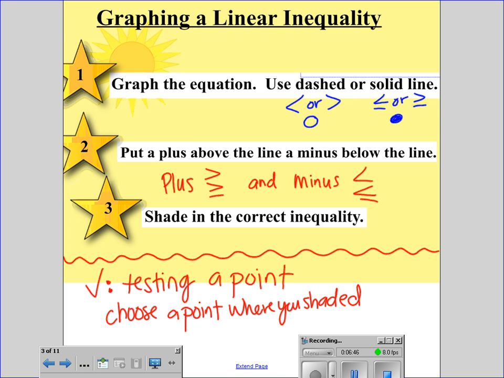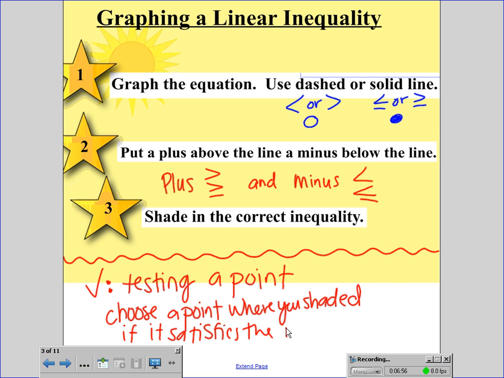You can always choose a point where you shaded, and if it satisfies the inequality, then you've done it correctly.